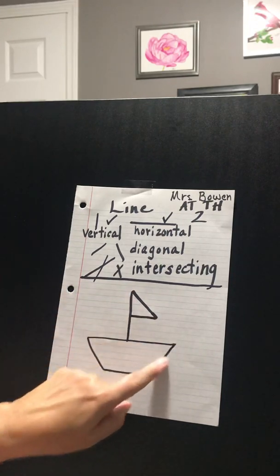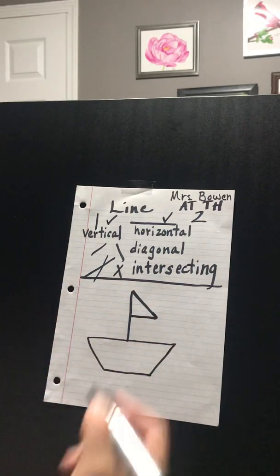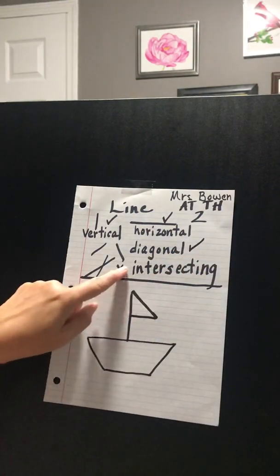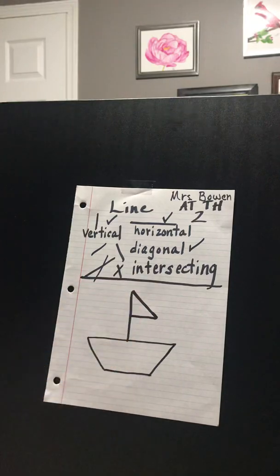1, 2, 3. We have 3 of those. Let's put a check there. What about intersecting lines where they cross over each other? Do we have any of those in our drawing for today? We don't. So we've got to figure out some place to add that in.